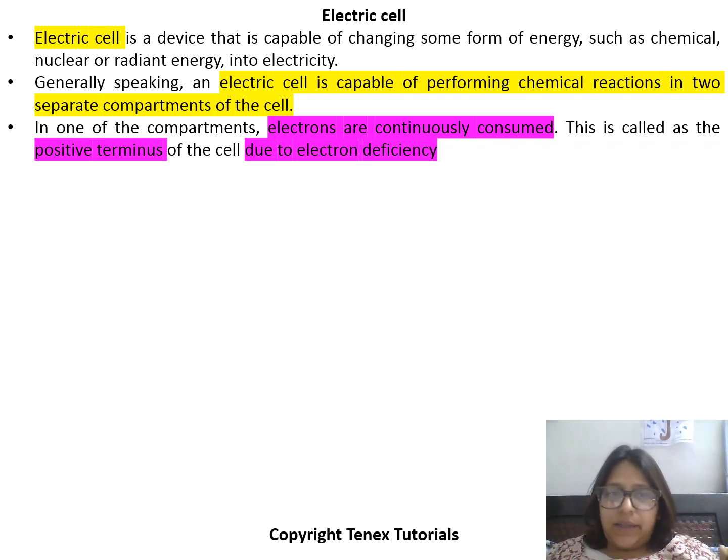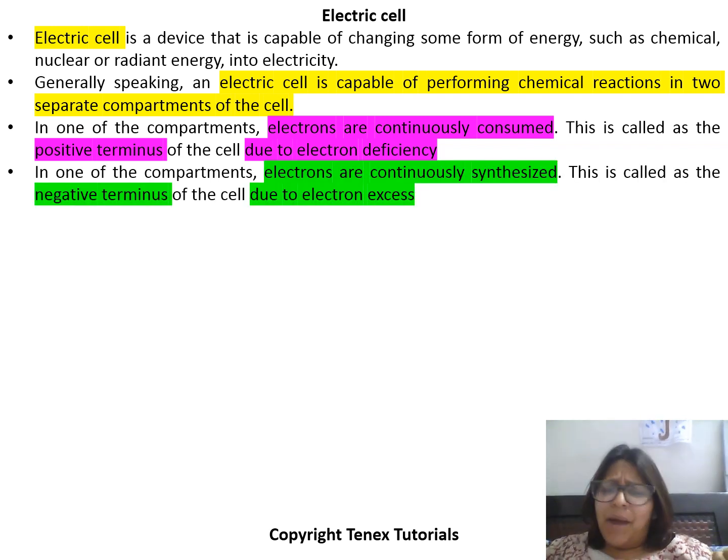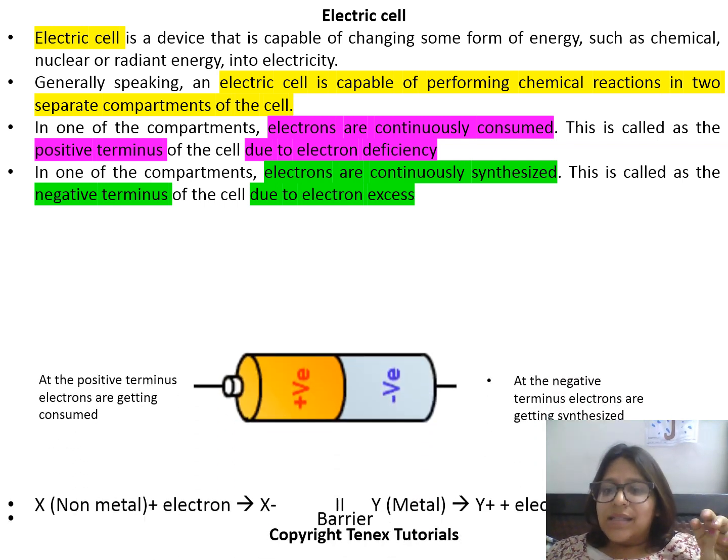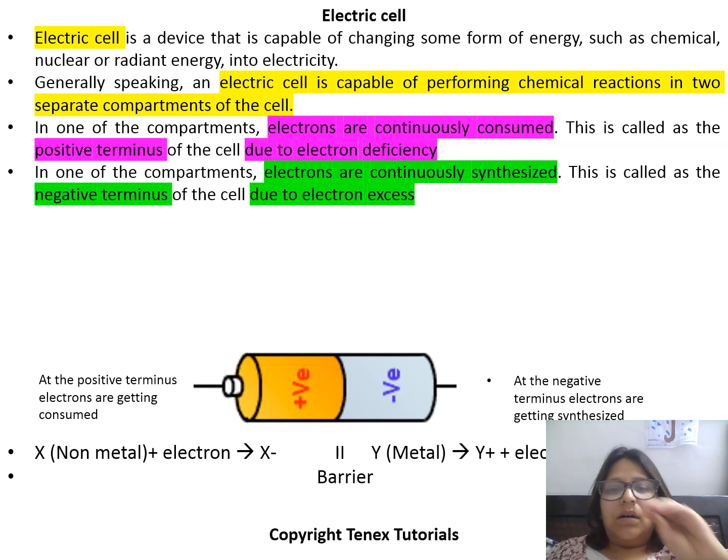Moving further, there is another compartment in the cell wherein electrons are continuously being formed. They are again and again being replenished. So there is a net negative charge on this compartment, and this is referred to as the negative terminus of the battery. I have already spoken about the fact that electrons always flow from their higher concentration to their lower concentration. Isn't that so? I've already told you that.